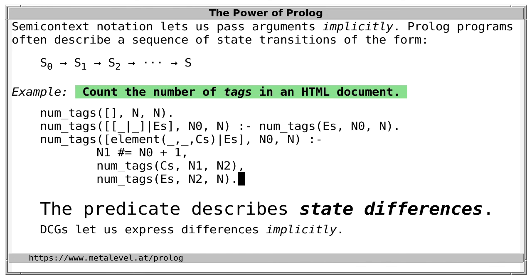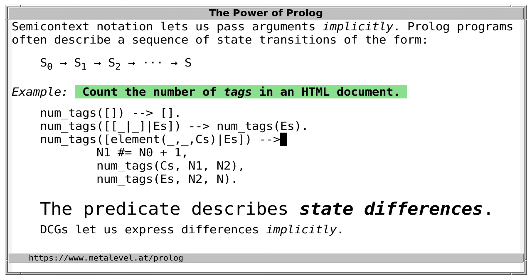And the point is that DCGs let us express differences implicitly, not just list differences, but all kinds of differences. So whenever we encounter such a pattern, where arguments form a difference, we can simply remove the arguments and turn this into a grammar rule. Also here, N0 and N form a difference, so we remove these arguments, use a grammar rule, and also here, remove the arguments in the body. Same here. Remove the arguments, use a grammar rule, and for actual Prolog goals, we use a grammar body goal, like this. And we simply remove these arguments, okay?